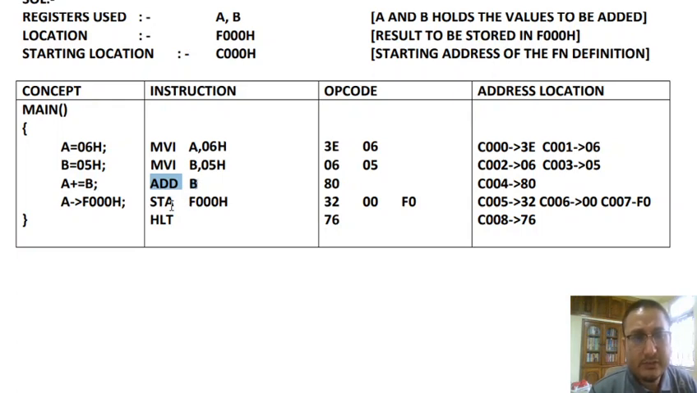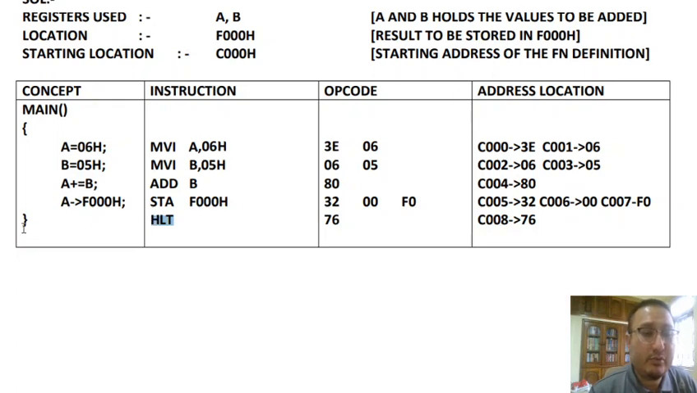Then I need to store the content of A to address location F000H. So STA stands for store the content of accumulator in the address specified. Here the address specified is F000H. So it will store the content of the accumulator in F000H. Now once the content of accumulator is stored in F000H, then we can stop.